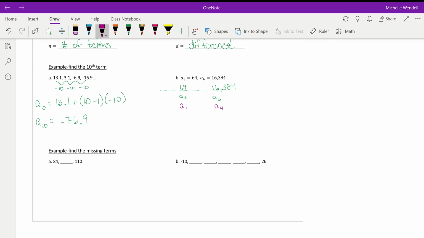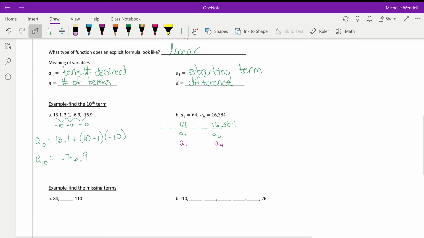So what I'm going to do first is plug in the fourth term here, which is 16,384, equals what I started with, which is 64 in this case, plus, now what would n be? Well, again, I'm starting at a1, I'm going to 4, so that's 4 numbers, minus 1 times d. That's what I need to find. I need to know what the difference is so that I can get to my 10th term.